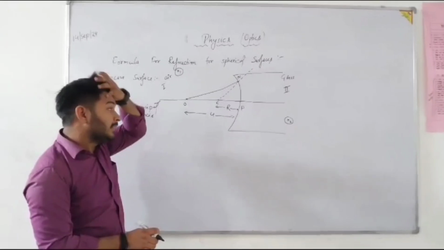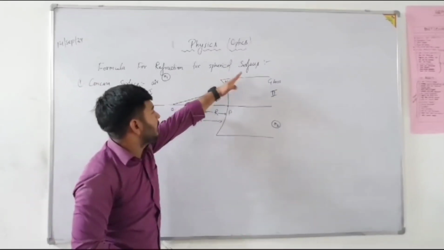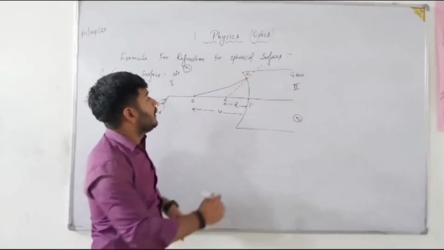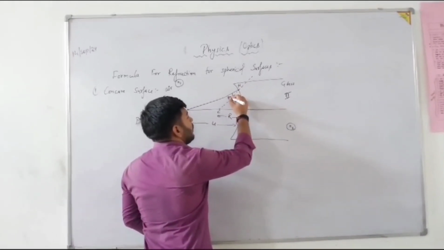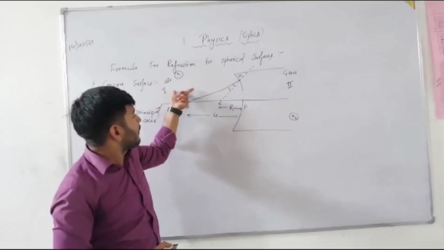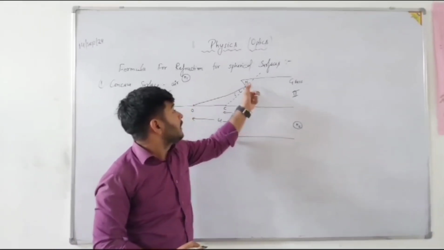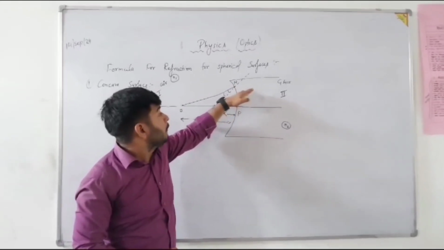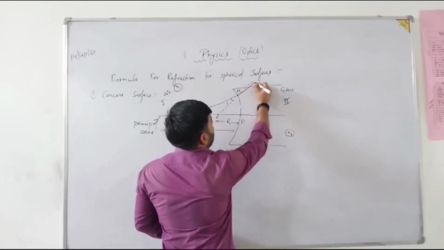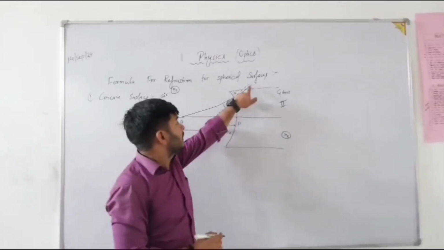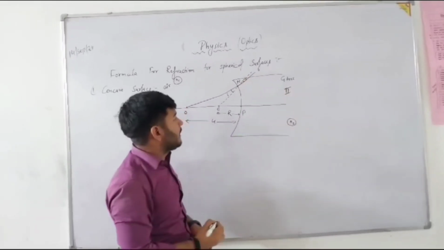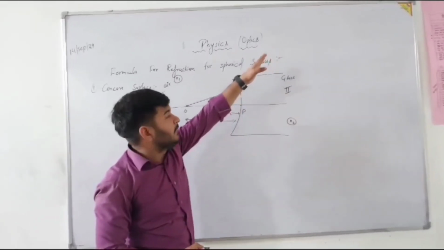Then when this ray hits the surface and the normal is drawn here, there will be an angle between the incident ray and the normal, which is known as angle I, the angle of incidence. When this ray moves from here towards the glass medium, then after refraction it moves towards the normal. This is the phenomenon of refraction of light. The angle between the normal and the refracted ray is angle R, and this ray is moving towards infinity.